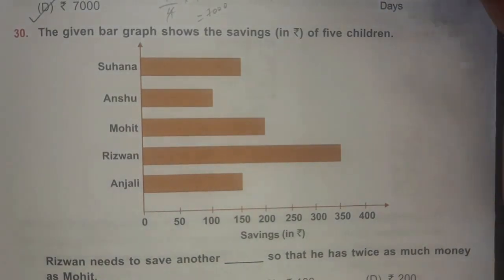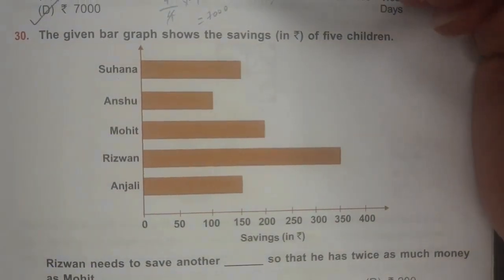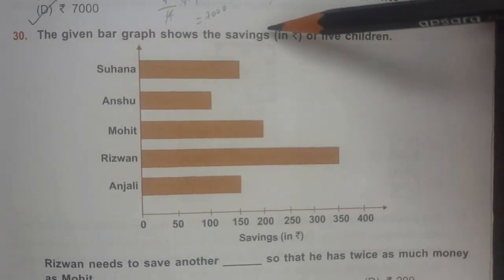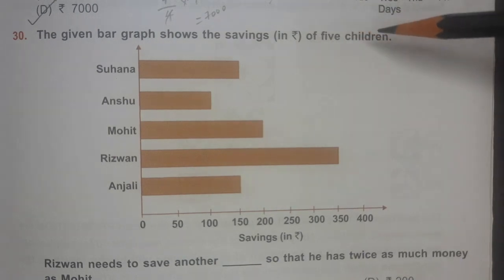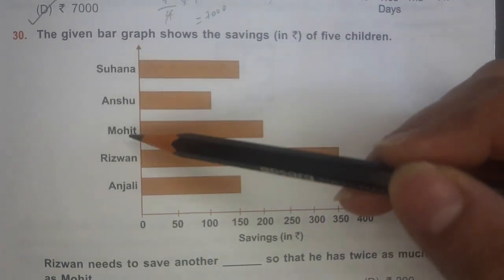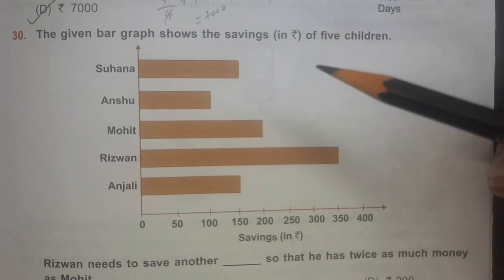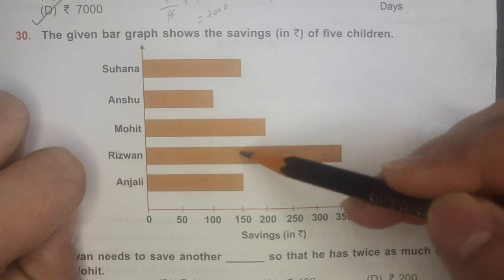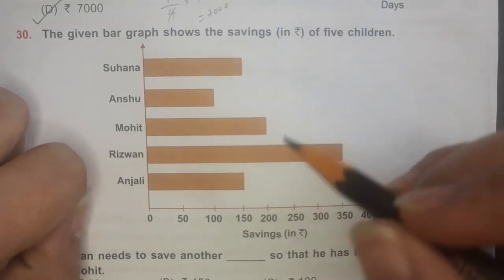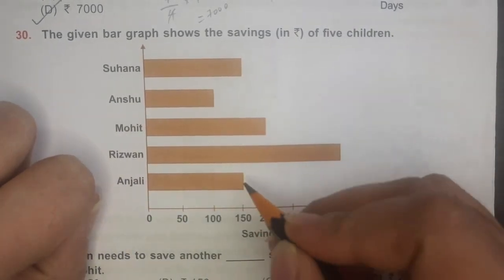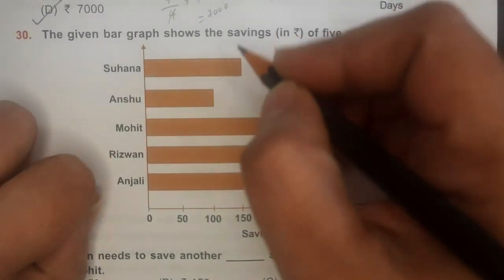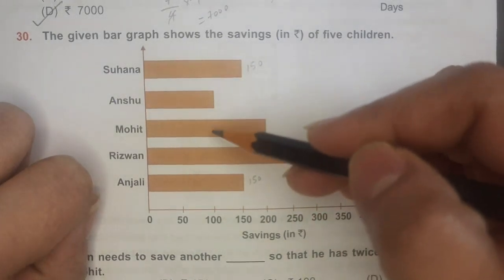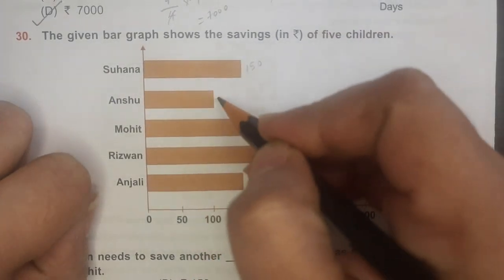Moving on to the next question, which is the last question of this section and of the chapter as well. The given bar graph shows the savings in rupees of 5 children: Suhana, Anshu, Mohit, Rizwan, and Anjali. Okay, so first I'm going to solve this graph. So if you look at Anjali and Suhana, they both have the same saving of 150 rupees. Okay, right?